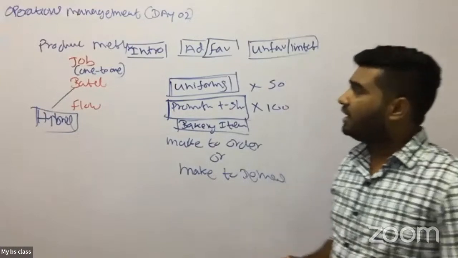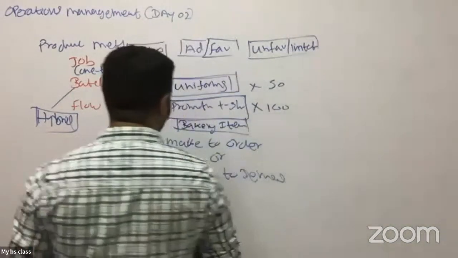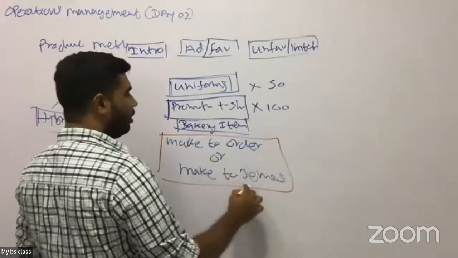So the batch production will happen in both ways. It could be sometimes make to order or make to demand.